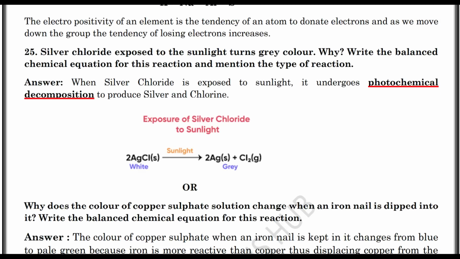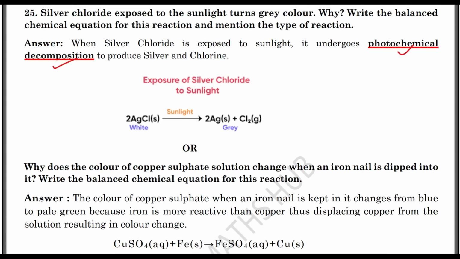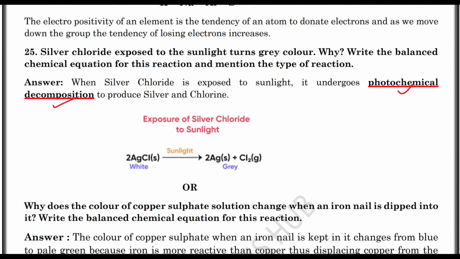Next question, silver chloride exposed to sunlight turns gray in color. Why? Write the balanced chemical equation for this reaction and mention the type of reaction. When silver chloride is exposed to sunlight, it undergoes photochemical decomposition. What kind of reaction is it? A decomposition reaction. 2AgCl gives 2Ag plus Cl2. This reaction is also used in black and white photography.